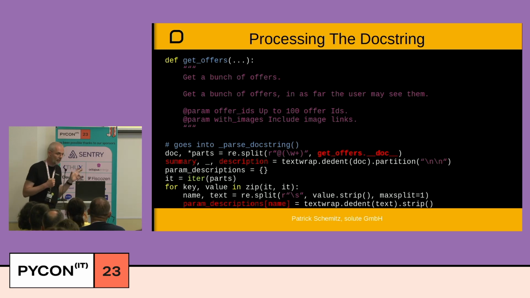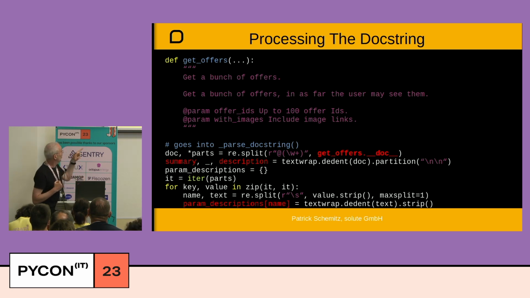Now, this parts thing is an alternating list of param and the rest of the string, param and the rest of the string. So in order to clean this up and make this usable, we get an iterator over those parts and zip the iterator onto itself, thus unflattening the list. Now we can iterate pairwise over this, and value is then the remainder of the string, and we can split this at the first whitespace, so we have the parameter name and the actual description.